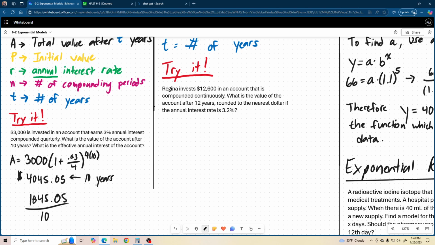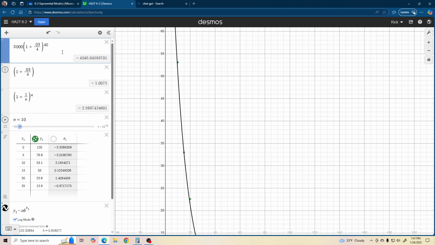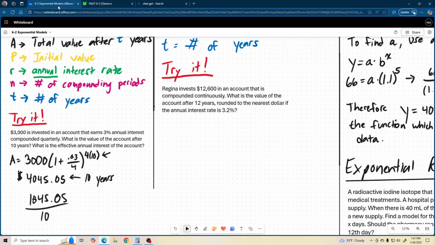The other thing you could do is assume that this 10 is a 1, and then multiply this out, and this would give you the interest after 1 year, if you're still compounding quarterly, which is actually the way you should do it. So if I go back to Desmos and change this 40 to a 4, I get 3,091 and 1 cent. And this is what the account would be after the first year.